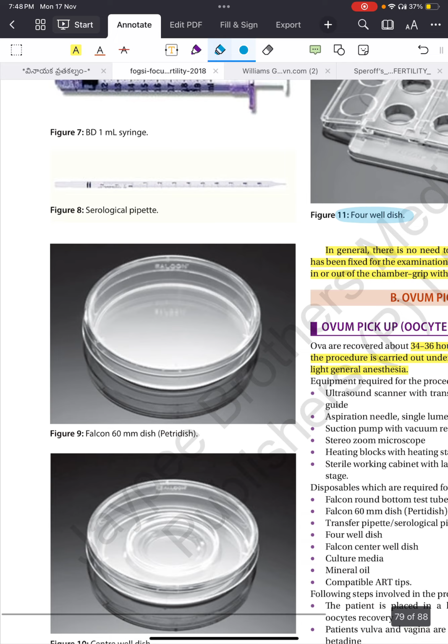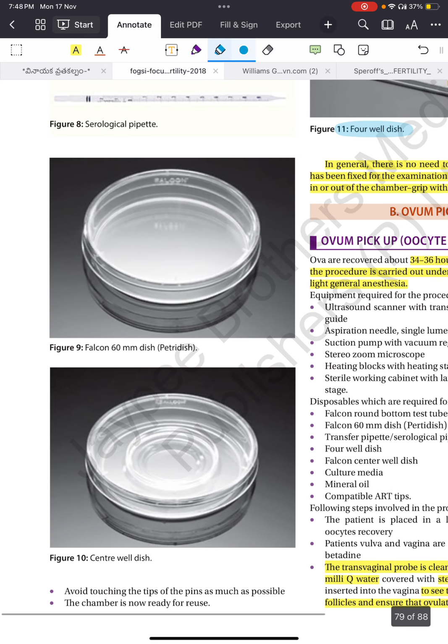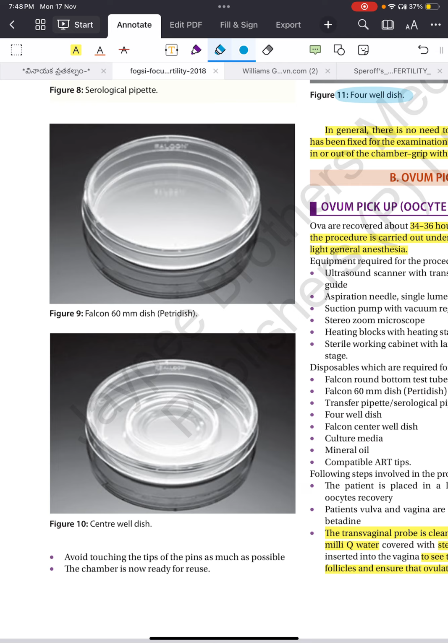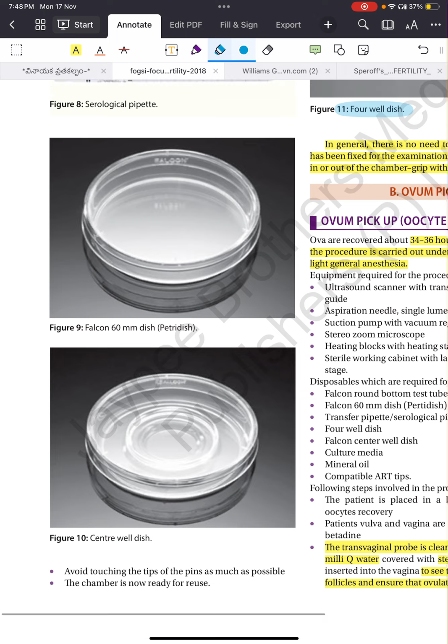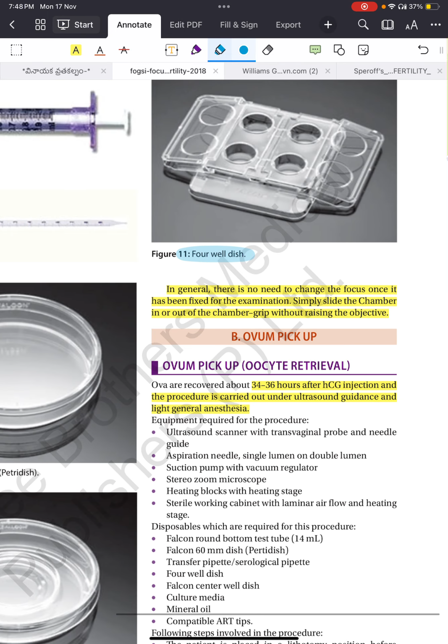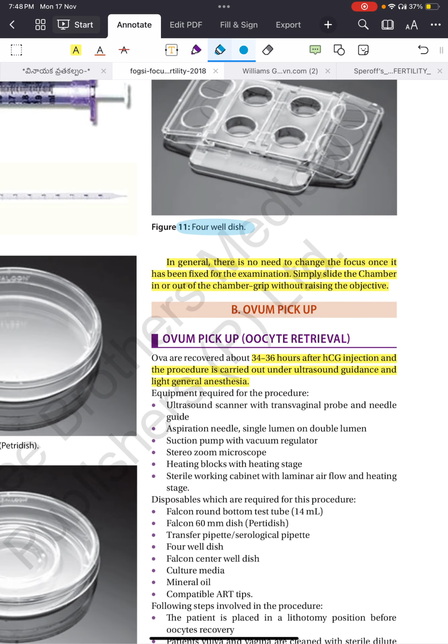After cleaning of the Makler chamber, do not touch the tips. The chamber is now ready to reuse. Once you focus the microscope, there is no need of focusing each and every time. Just change the slide from the chamber and keep another new slide. This is about sperm.